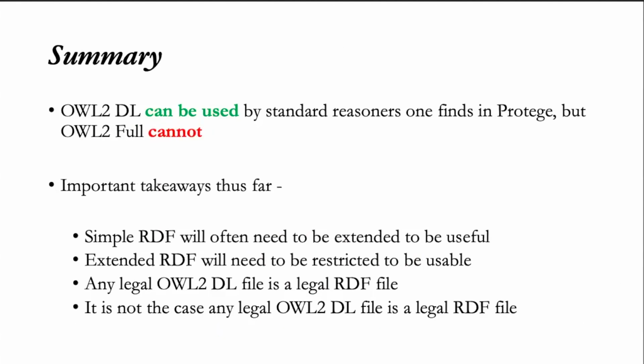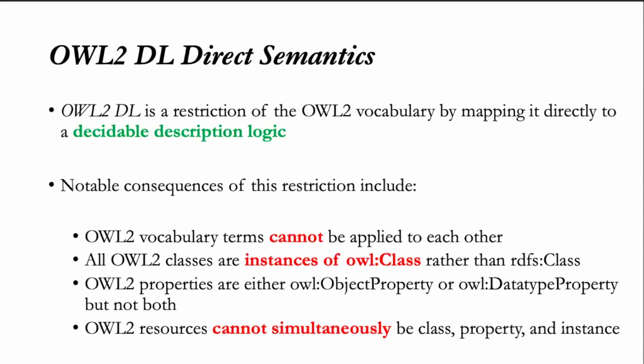OWL2 direct semantics can be used by standard reasoners, one finds in, say, Protege, but OWL2 full cannot. So direct semantics is implementable, full is not. There is no reasoning support for the full semantics. Can you go back? So the OWL2 resources cannot simultaneously be class, property, and instance. Is that it cannot be all three or it cannot be any pair? Any pair. Okay. I mean, that makes sense.